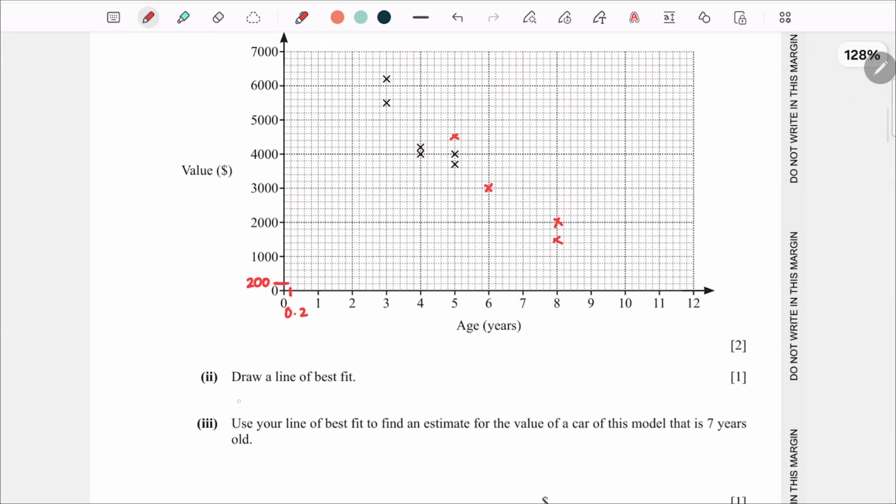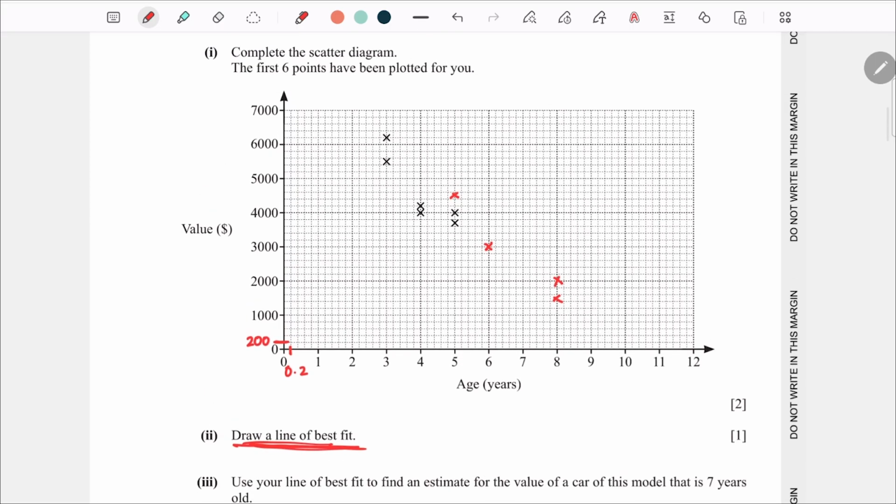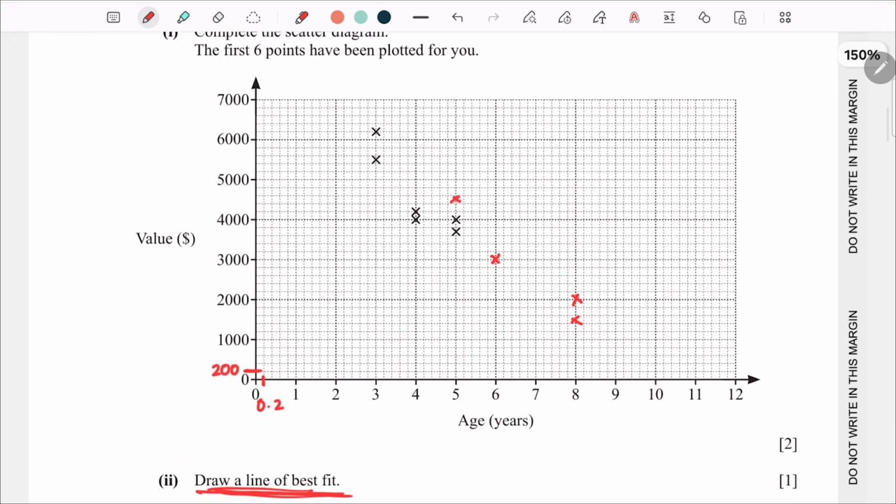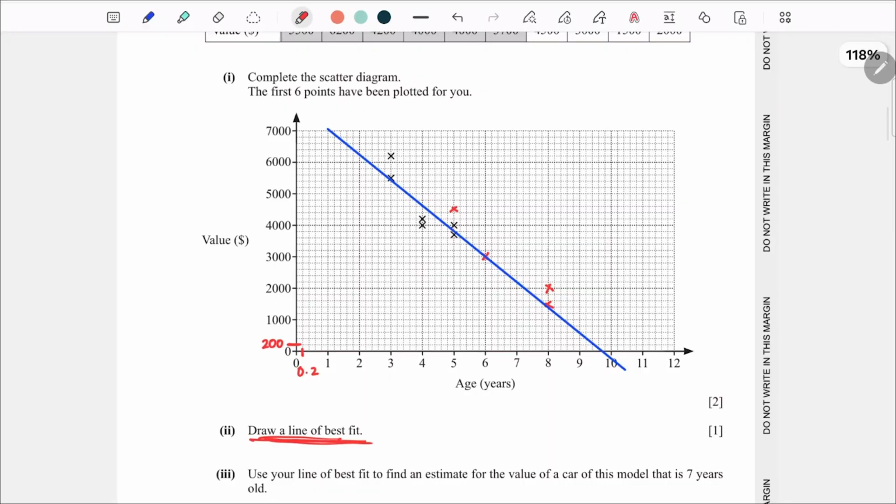Part 2 is telling us to draw a line of best fit. Line of best fit basically means a line that is passing through the majority of points with an equal number of points above and below the line. So the line of best fit is going to be something like this. 1, 2, 3, and 4 points are above it, and 3 points are below it, and 3 points are directly on the line. 1, 2, and 3. So this is the line of best fit.